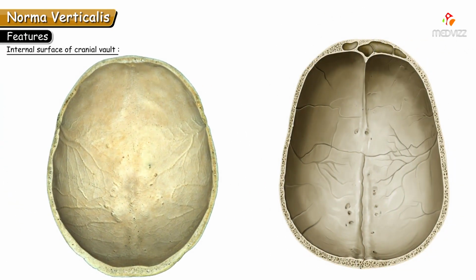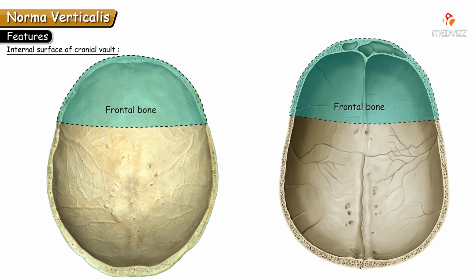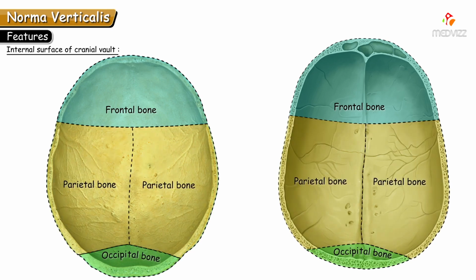The internal side of the cranial vault is also termed as calvaria. The cranial vault on the internal side has the same bones as Norma verticalis. Anteriorly frontal, posteriorly occipital, on each side parietal bones. Let's see some differentiating features.